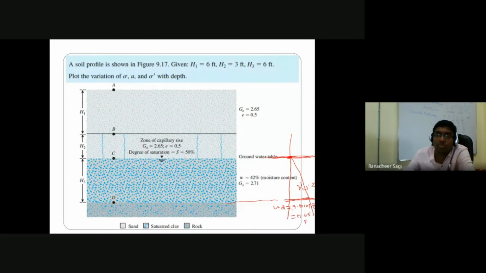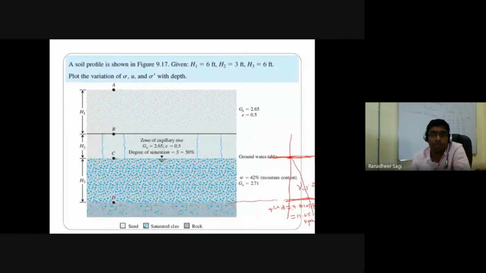17.65 kilopascal is the pore water pressure at point D. Whether it is a positive or a negative pore water pressure: the pore water pressure we calculate because of the effect of the water table is considered positive. The pore water pressure we calculate because of the effect of capillary rise is what we call negative pore water pressure, because the pressure head is in the reverse direction. So that's the reason we get what we call negative pore water pressure. Please do understand that.